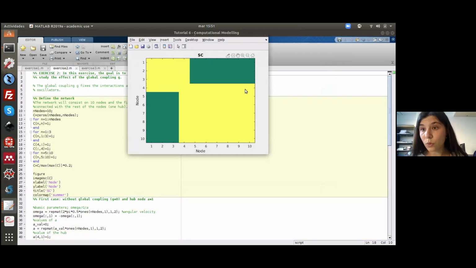Okay, so if you want later, you can also play with this structural connectivity, and you can also define different models or a network with different complexity. This is the one that we are going to use here.